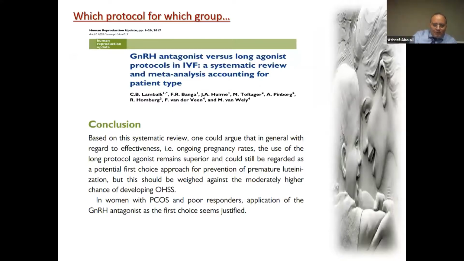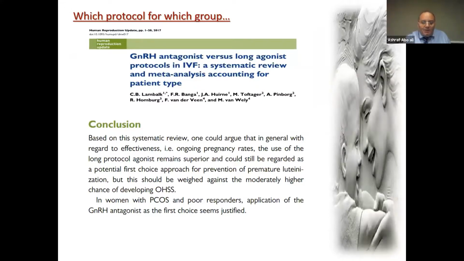Actually, this was confirmed in this meta-analysis that the antagonist protocol is safer in PCOS patients and in hyperresponder patients. And for the poor responder patients, this meta-analysis and also the guidelines confirmed that both protocols are okay for the patient, but we may prefer, and I think most of us in Egypt, to use the antagonist protocol also for the poor responder patients. And so the remaining question is in the normal responder patients or the average responder patients: to prevent LH surge, should we use agonist or antagonist protocol?